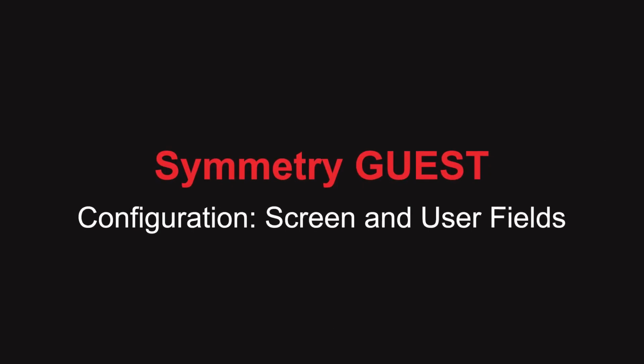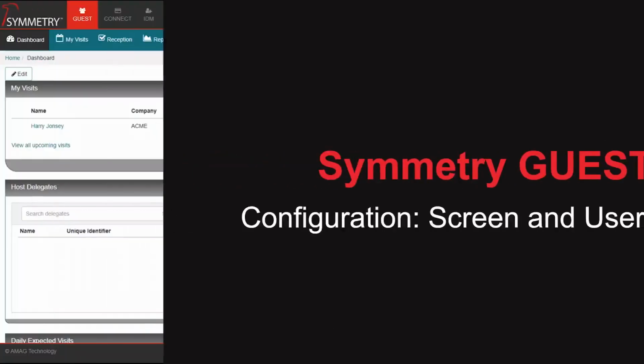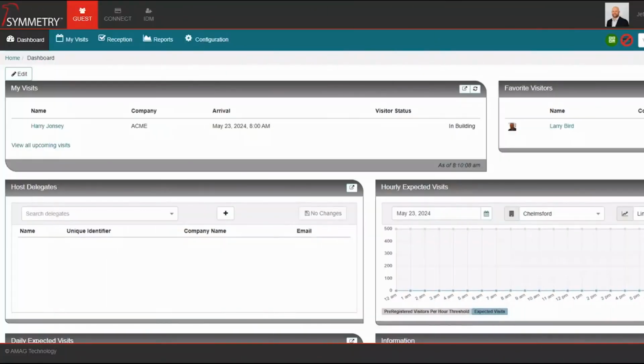Symmetry Guest provides end users multiple flexible configurations that allow them to tailor their guest system to meet their security policies, as well as provide a first-class visitor experience. One of the most important configurations is the ability to show and hide fields per visitor type and per building.